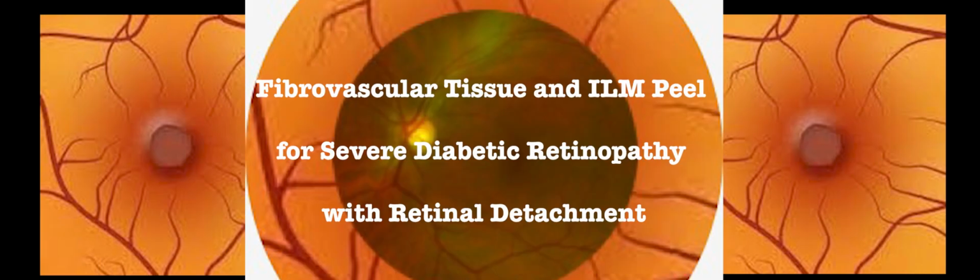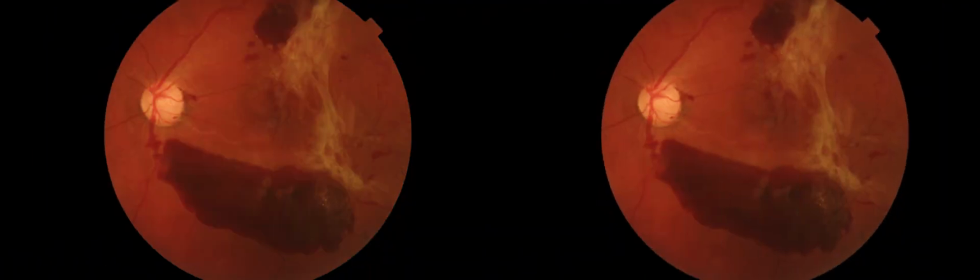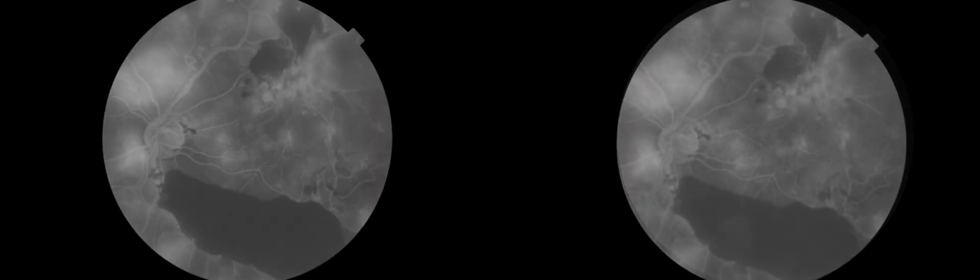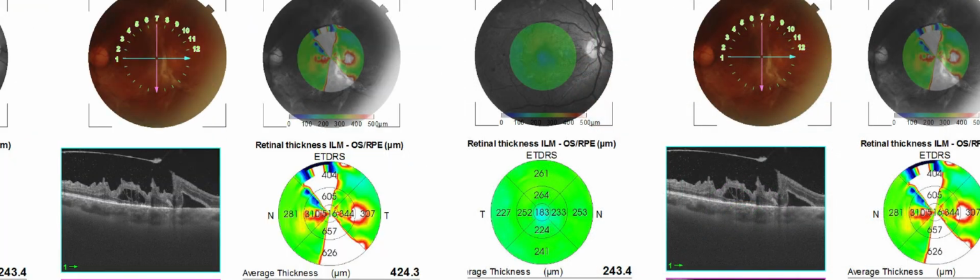This is inverted 3D vitrectomy, fibrovascular tissue and ILM peeling for severe diabetic retinopathy with retinal detachment. Retina pics and angio display preretinal fibrosis and tractional retinal detachment. OCT reveals a large tractional component as well as surface macular involvement.